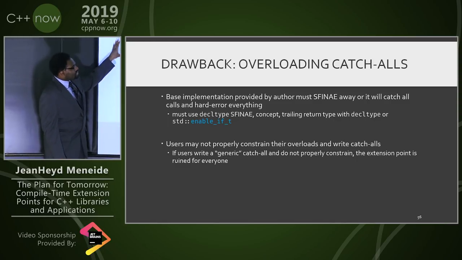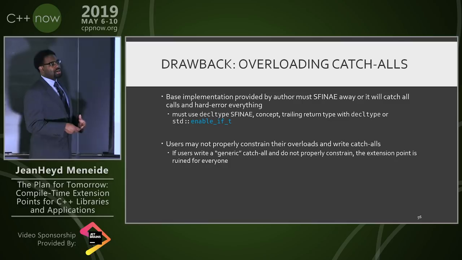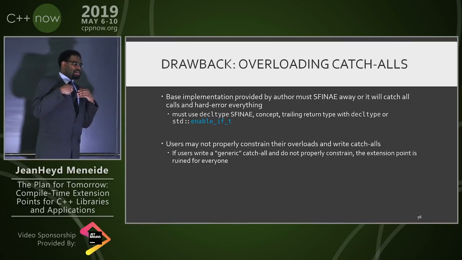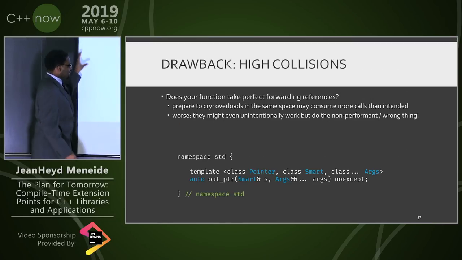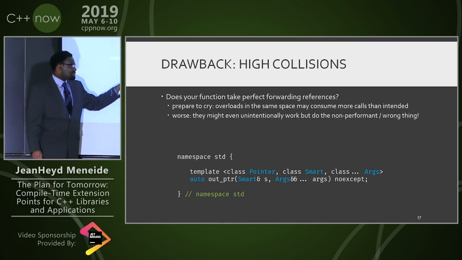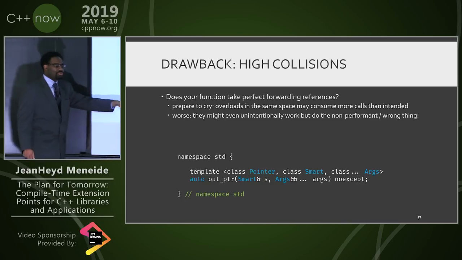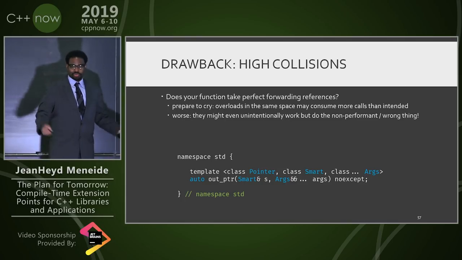And so, you know, users may not properly constrain their overloads, right? This is not necessarily an expert's problem. This is more of a user's problem. And this is actually one of the reasons why, because I proposed this function type for the standard, right? And at the second meeting I proposed this outpointer, P1132, I was told to go out and do a full survey of the industry of extension points and how they work, right?